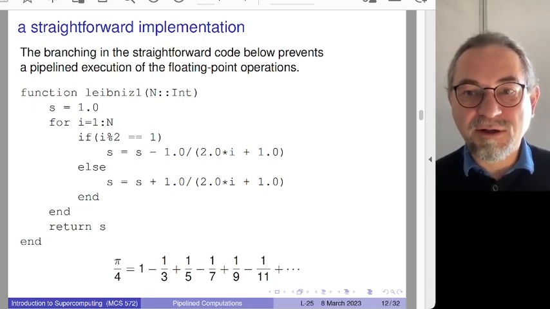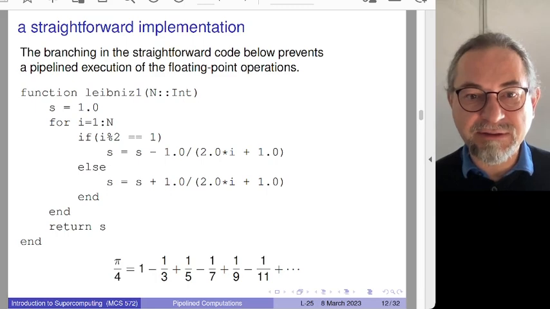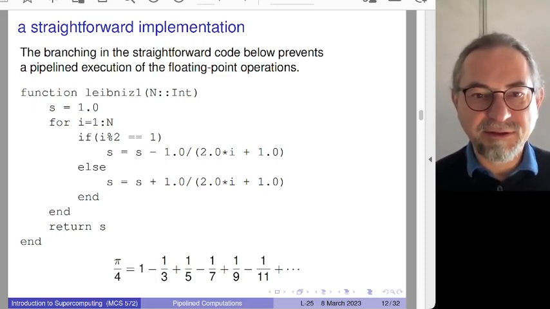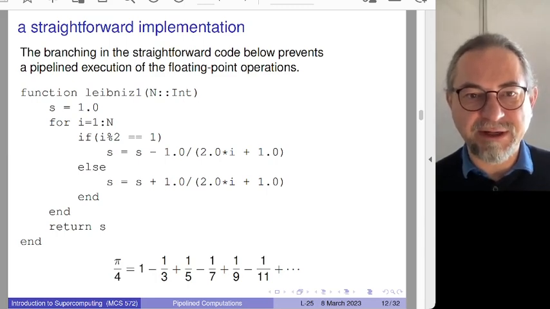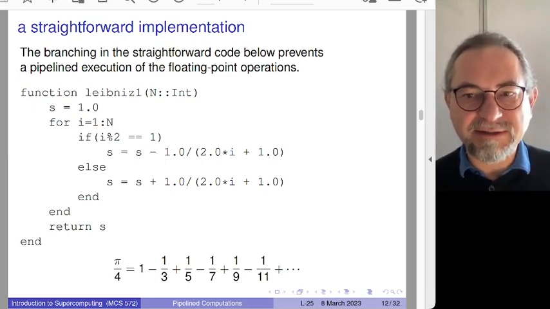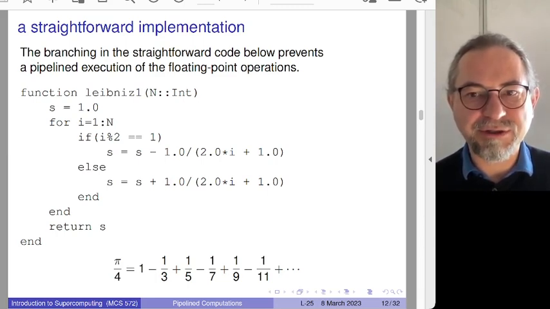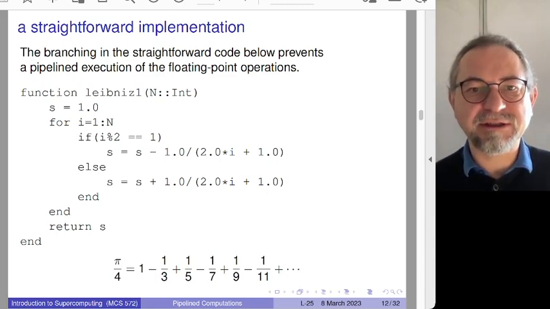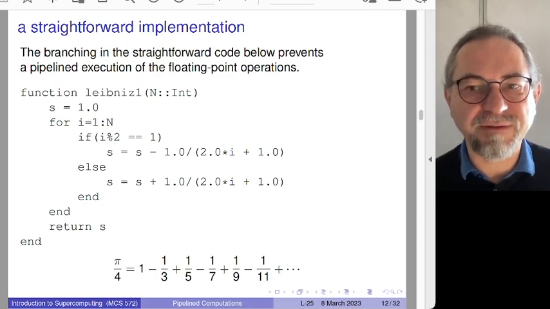Now, if you execute this, then this gets executed by a processor, and the processor has to always look at this integer division for the index, even and odd. And at the same time it is doing the floating point computations. So the pipeline for the floating point operations actually does not really work out very well here.